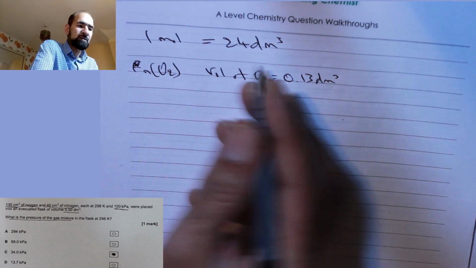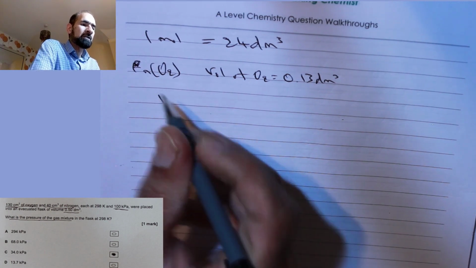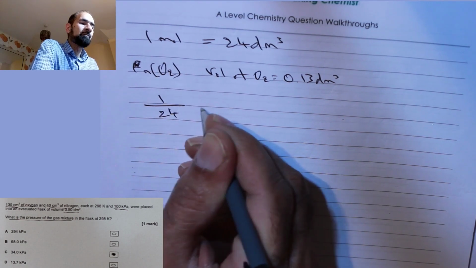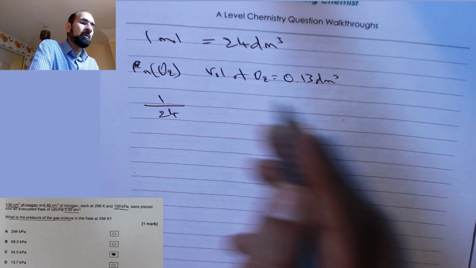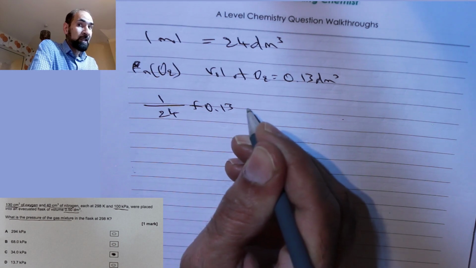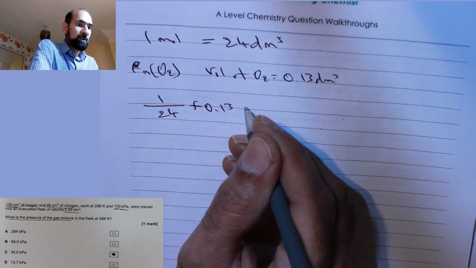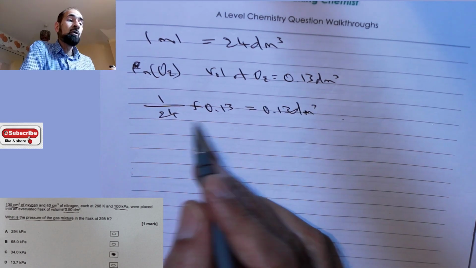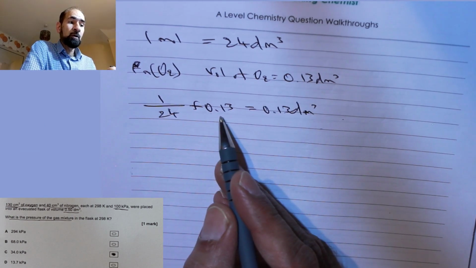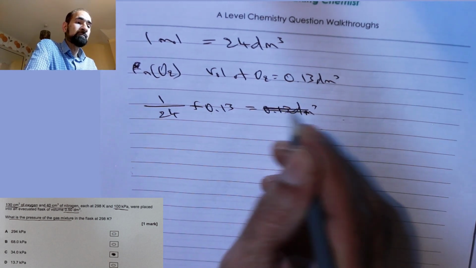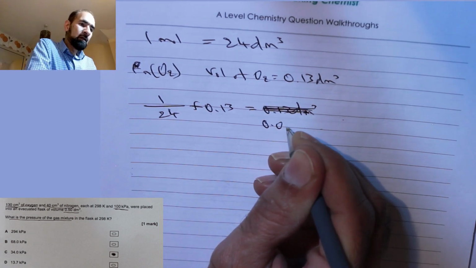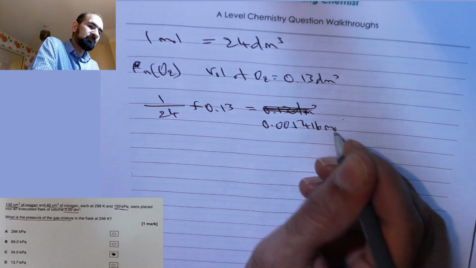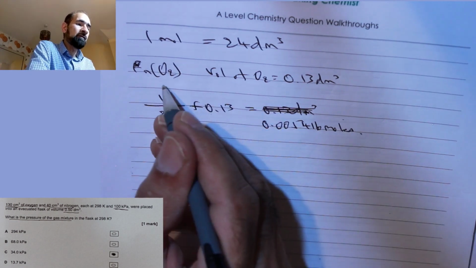This is a simple ratio, isn't it? I want 0.13 on this side, so I'm going to divide everything by 24, and then multiply it by 0.13. If you don't know what I'm doing at this point, ask me. So that divided by that times 0.13 will give you moles: 0.005416, and that's the moles of oxygen.